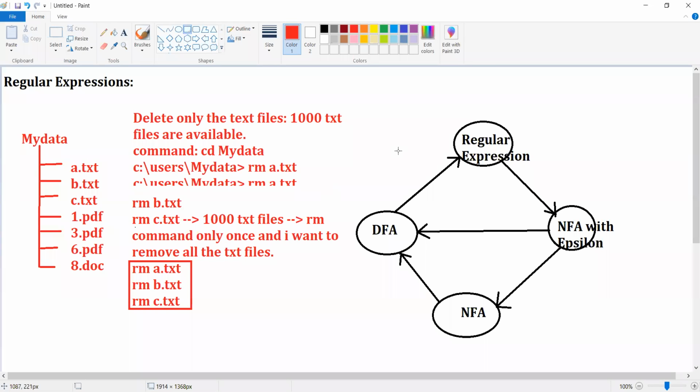Can someone please? Hello? Hello? Can someone tell me what conclusion we can get from this? .txt is common, sir.